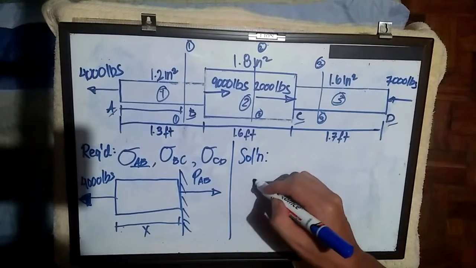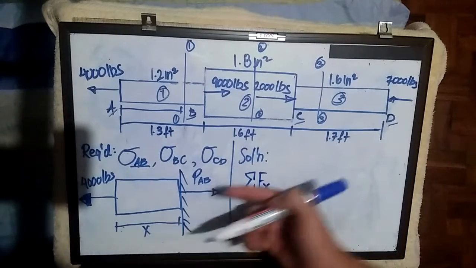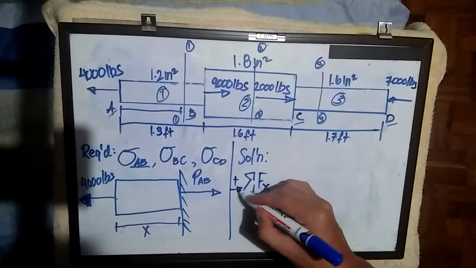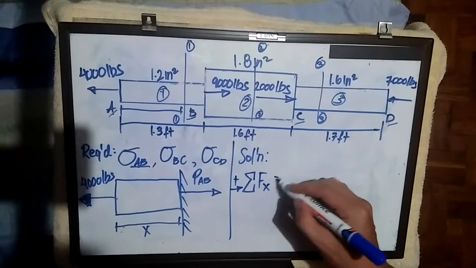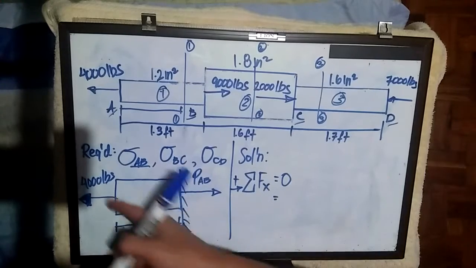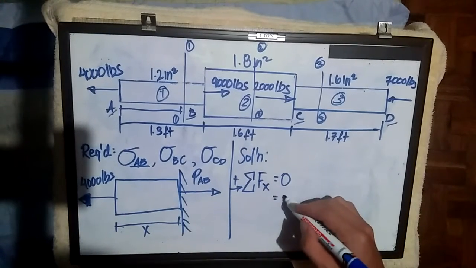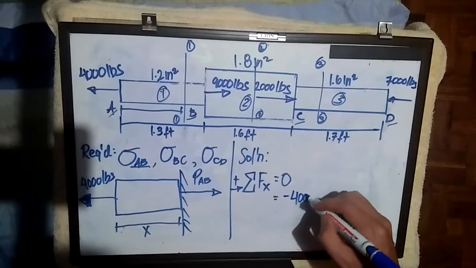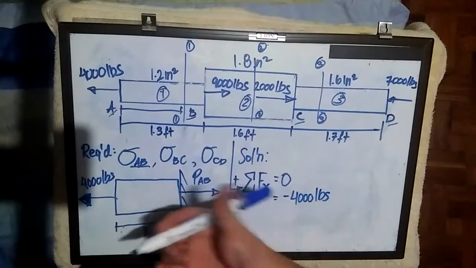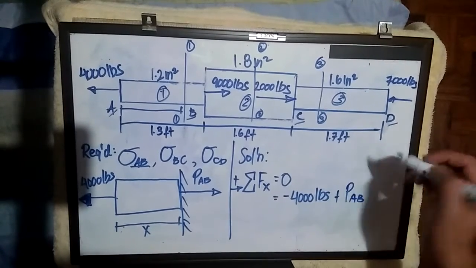The summation of forces, okay, sigma F sub X. Kasi nasa x-axis lang naman po tayo. So, positive po going this direction to the right is equals to 0. So let's sum all of the forces acting on the x-axis. So meron tayong negative 4,000 pounds plus P sub AB kasi it's going to the right. Yeah. Plus P sub AB.